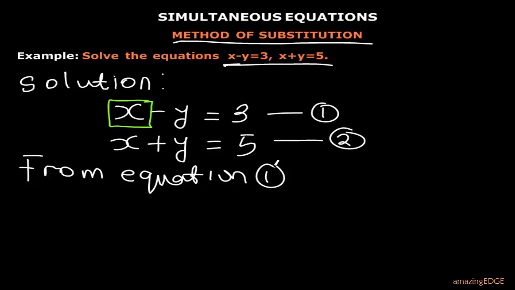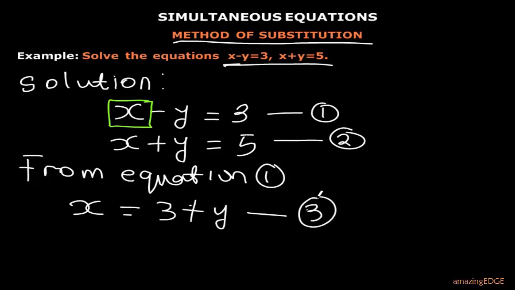If you make x the subject of the formula, x is now equal to 3 minus y crossing over the other side becomes plus y. So now, let's call this equation 3, for instance. We will now see where the name substitution comes in. What we are going to do is substitute x equals 3 plus y.